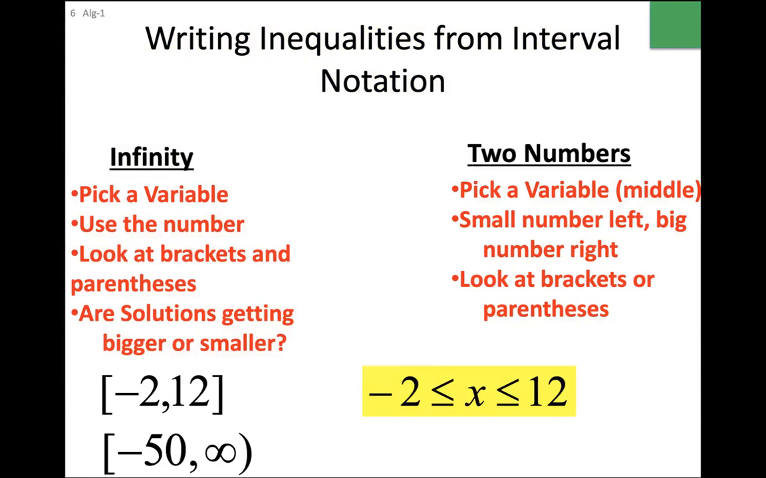How about the second one? Let's see. I got a -50. Oh, I got the infinity symbol. So I'm following the rules for infinity. It says pick a letter. I'm going to pick X. Use the number. I'm having -50. So I'm going from -50, I'm getting bigger, right? So I'm going to be greater than or equal to, because there's a bracket there on -50. So X is going to be greater than or equal to -50.